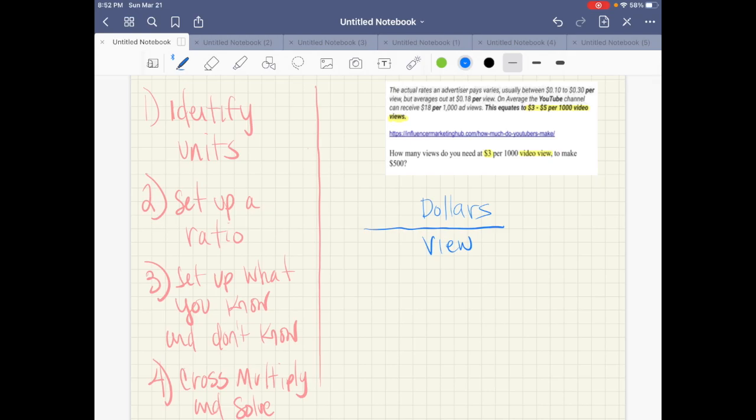Okay. So next thing we're going to do is we are going to set up a ratio. Set up the ratio of what we know. So what we know is we know that it's $3 for every 1,000 views of your video. So next we need to set up what we know and what we don't know. We've already pretty much set up most of what we know, but let's just do the other ratio here.